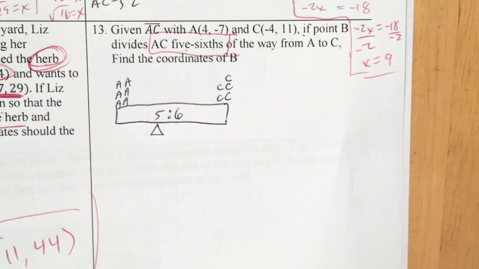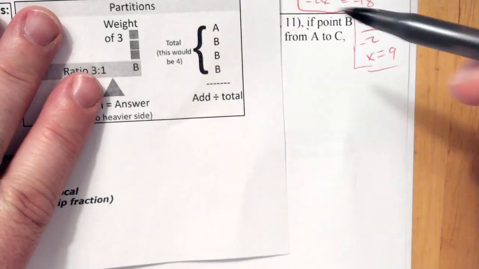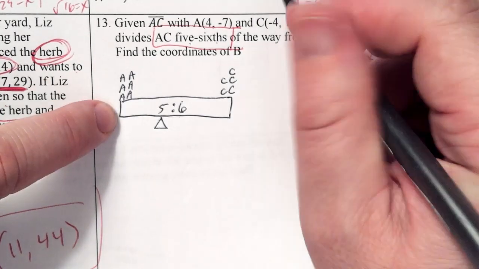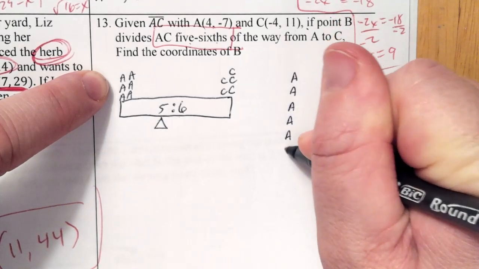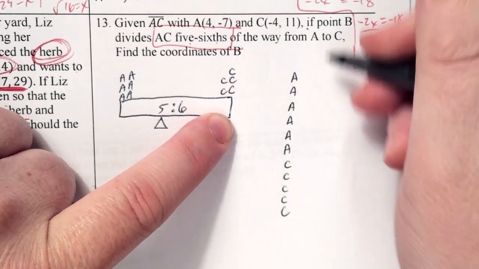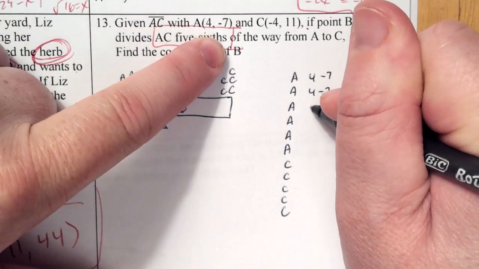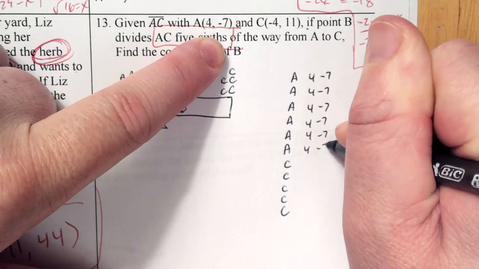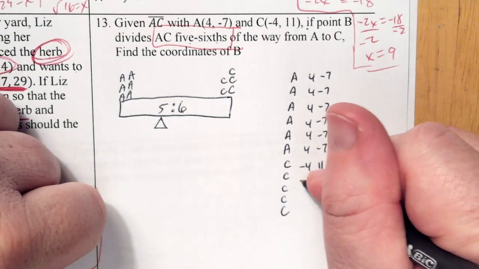Okay, so for that, now all we have to do is stack them. So we stack them up, we add them together, and divide by how many total there are. So in this case, I'm going to have 6 A's. 1, 2, 3, 4, 5, 6. And I have 5 C's. 1, 2, 3, 4, 5. My A's were 4, -7. I'm going to write that 6 times. And my C was -4, 11. And I'm going to write that 5 times.